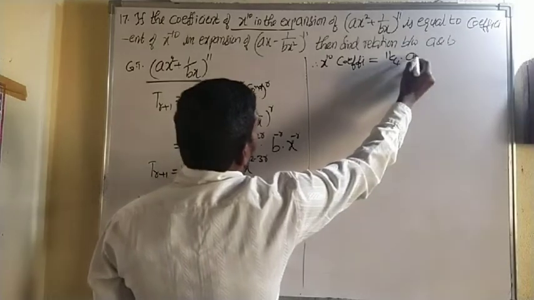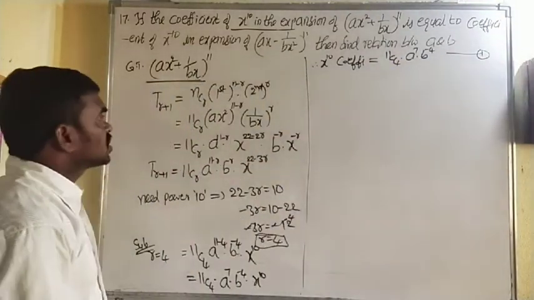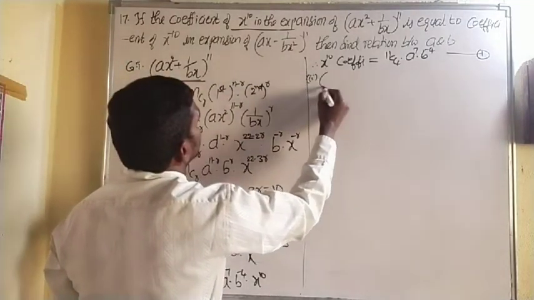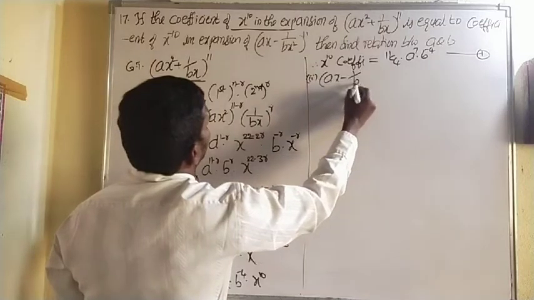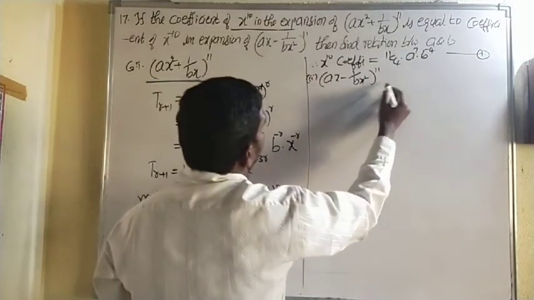11C4 into a power 7 into b power minus 4. Equation 1. Next, similarly, take the second expansion. What is the second expansion? (ax minus 1 by bx squared) whole power 11. So in this also, what is the general formula?